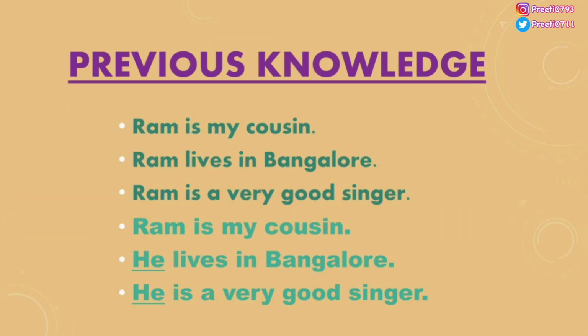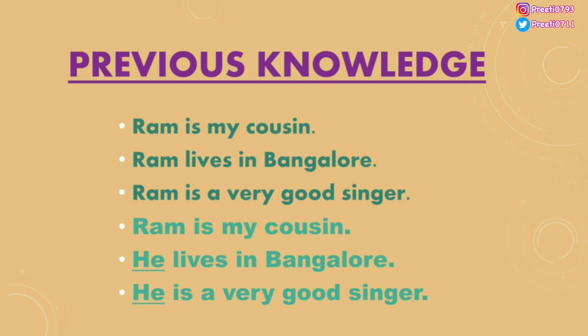So before beginning with our main topic, let us first check our previous knowledge. Look at the sentences given here. It says, Ram is my cousin. Ram lives in Bangalore. Ram is a very good singer. Then the next three sentences: Ram is my cousin. He lives in Bangalore. He is a very good singer.